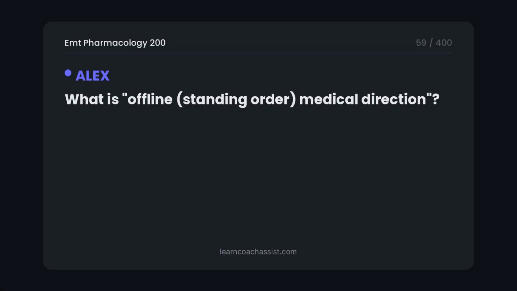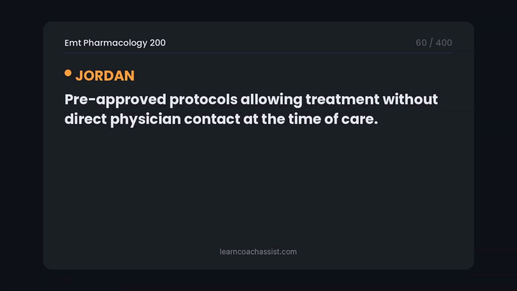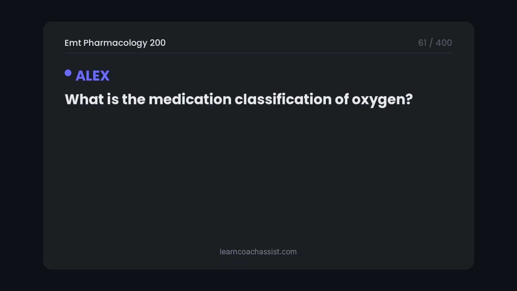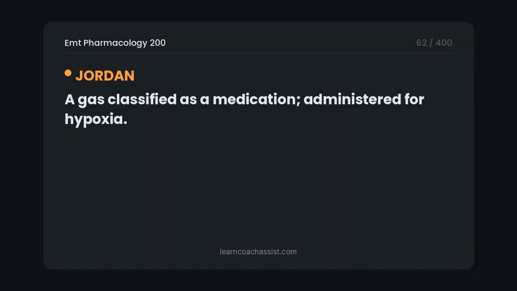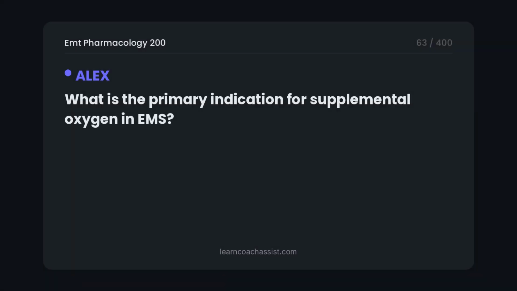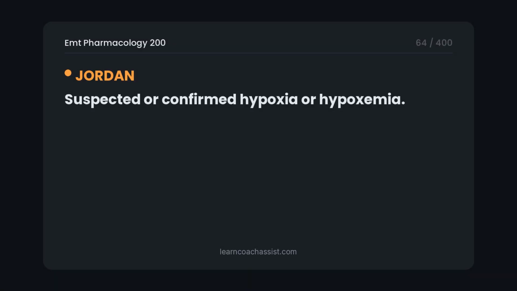What is offline, standing order, medical direction? Pre-approved protocols allowing treatment without direct physician contact at the time of care. What is the medication classification of oxygen? A gas classified as a medication, administered for hypoxia. What is the primary indication for supplemental oxygen in EMS? Suspected or confirmed hypoxia or hypoxemia.